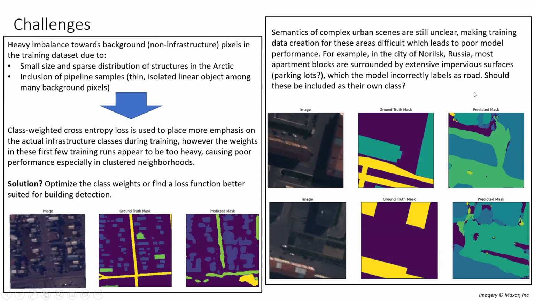So, I'm struggling with this question now. Should I label these areas and what should they be labeled as, right? You can see in the ground truth masks, I haven't labeled this, for example, this impervious area, but I have labeled these buildings here.